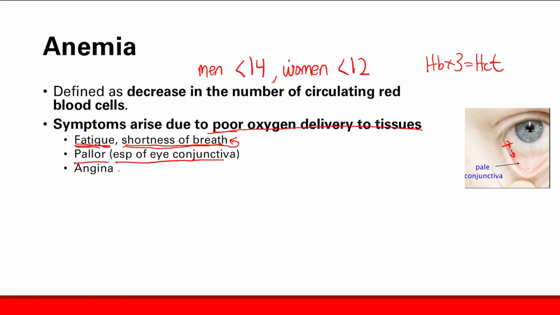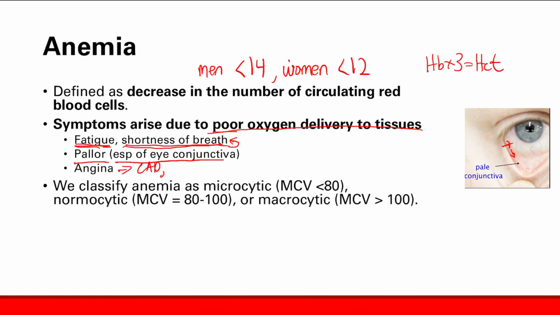This is especially so in patients with existing coronary artery disease. So you get a double whammy. You have coronary artery disease, already decreased blood flow, and then you have anemia. Whatever blood is getting to the heart muscle is not carrying enough oxygen. There are not as many red blood cells in there, so not as much oxygen. So: fatigue, shortness of breath, pallor, angina.